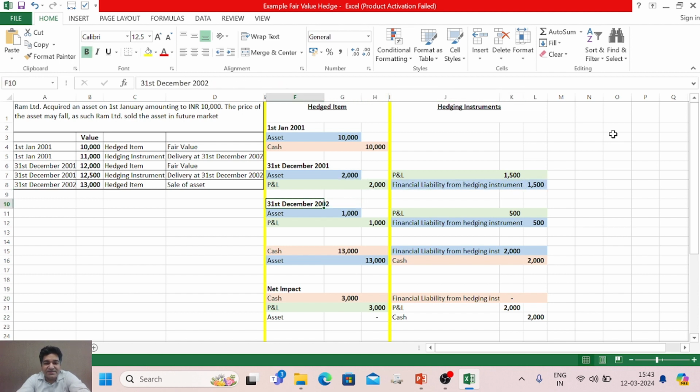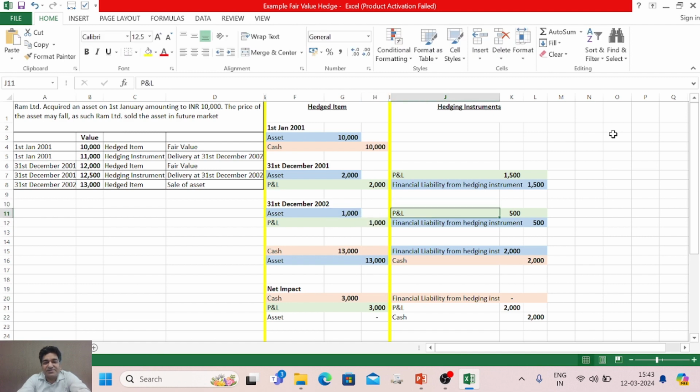One year later, on 31st December 2002, there was again an upward fair value change. My hedged item was sold at 13,000 rupees. So my asset will be debited by 1,000 rupees, which is the differential of 13,000 rupees at which the asset was sold, against the fair value as of 31st December 2001, which was 12,000 rupees. 1,000 will be debited to asset, and all gains will be taken to profit and loss account. As such, my P&L will be credited.